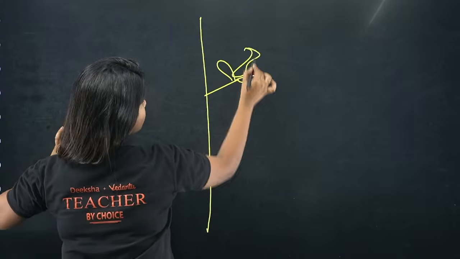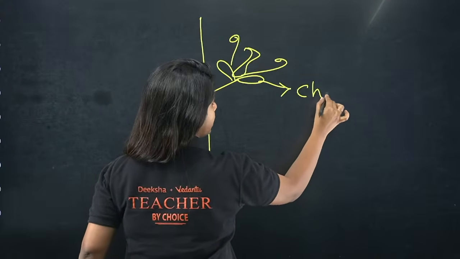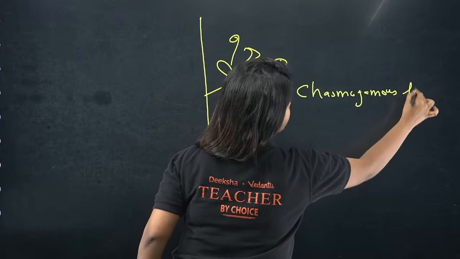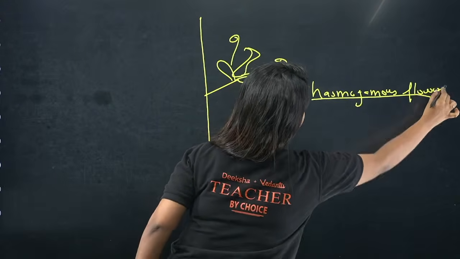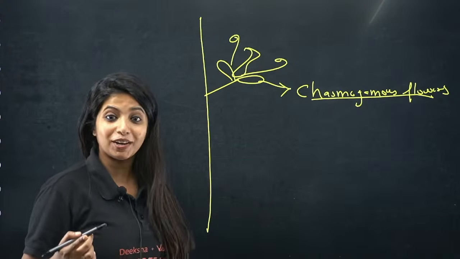It's all cool over here. These open flowers are known as chasmogamous flowers. What do you call it? Chasmogamous flowers. Cool. Now on the other hand, you also have one more very important thing.